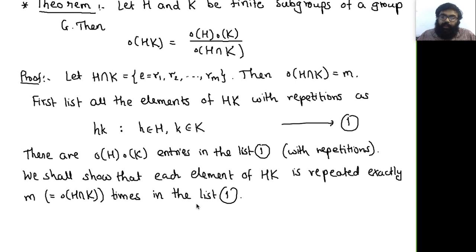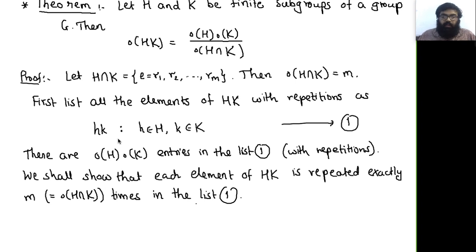Now there will be repetitions, as we have seen in the example. If every element appears twice, that means the total distinct elements in HK will be 36 by 2, that is 18. If every element is repeated 3 times in the list of 36 elements, the number of distinct elements will be 12. If every element appears four times, then we divide by 4. So that is what we are going to do here.